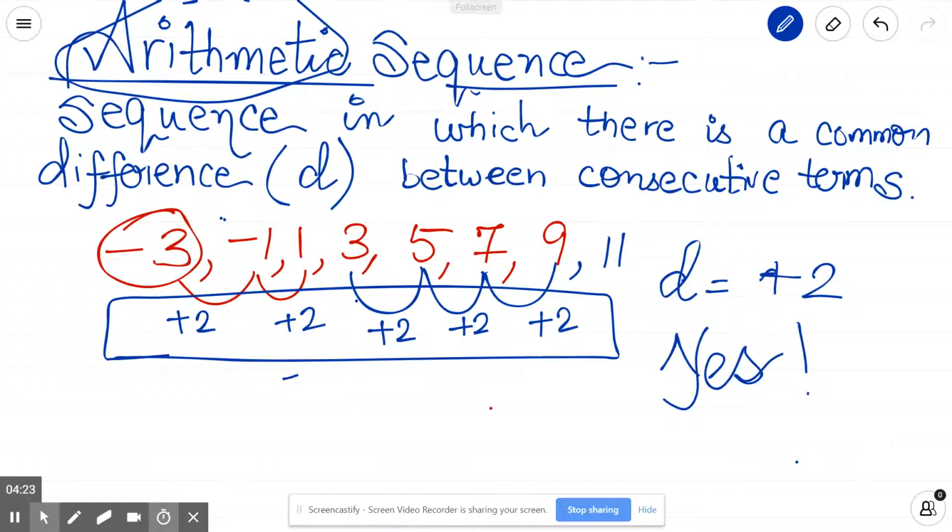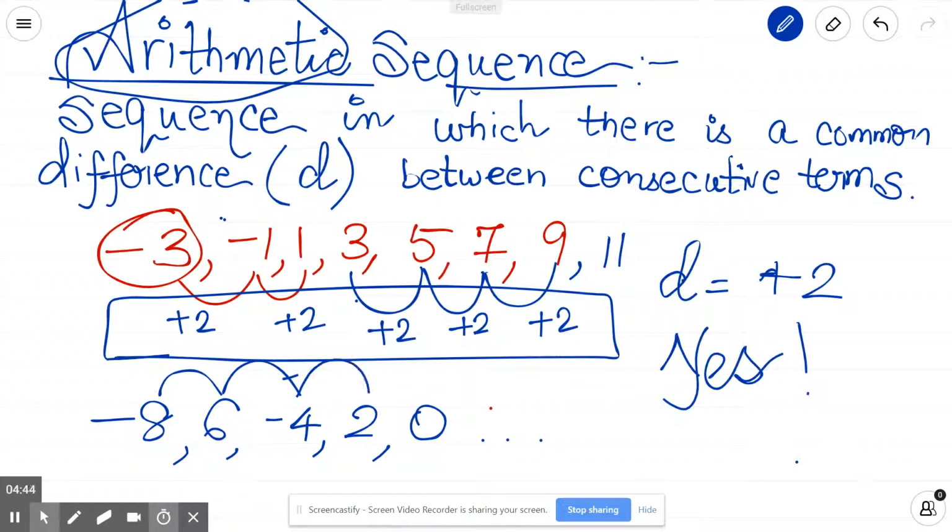All right, let's do another example, students. -8, -6, -4, 2, 0. Now this is your sequence, and I'll let you take 10 seconds of thinking time and think about whether it is an arithmetic sequence or not. That means what you need to think is, do you have every time the same number that you're either adding or subtracting from the previous number to get the next number? So take your time and think about the answer.